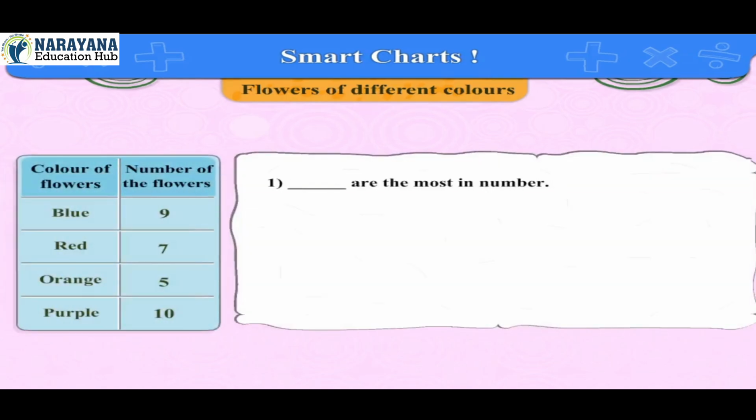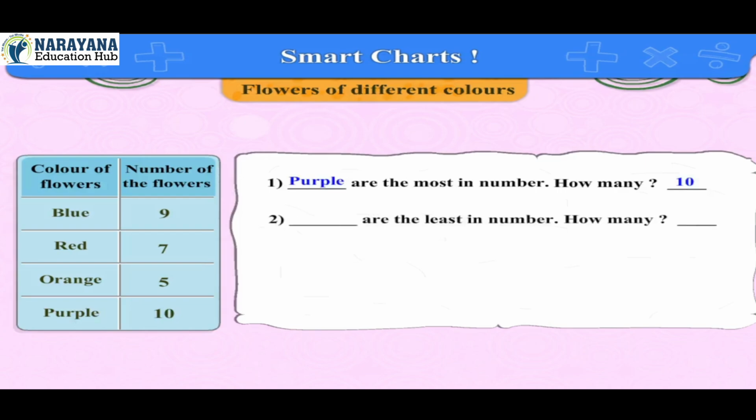First, dash are the most in number. How many? Dash. Purple colored flowers are most in number. There are 10 purple colored flowers. Second, dash are the least in number. How many? Dash. Orange colored flowers are least in number. There are 5 orange colored flowers.